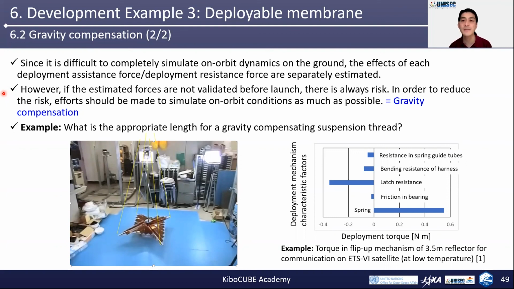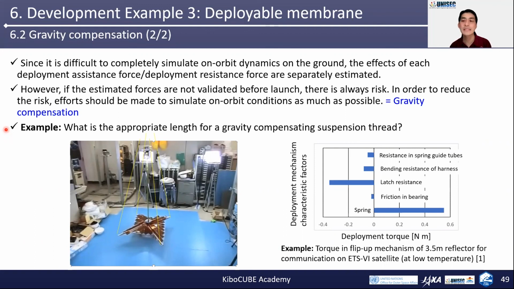If the estimated forces are not validated before launch, there is always a risk. To reduce risk, we should make efforts to simulate on-orbit conditions as much as possible. And one method is test with gravity compensation, like this. But this method usually requires many trials and errors. For example, what is the appropriate length of the gravity compensating suspension threads for this deployment test? These are very difficult but interesting problems.